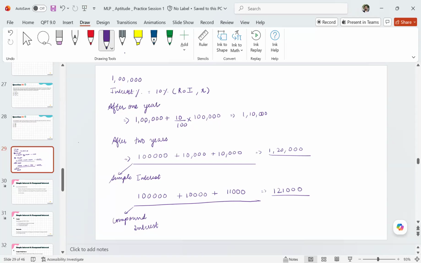Yes or no? That's what I'm doing, right? My 1 lakh did not change. In the first year also, I was calculating it for 1 lakh. For the second year also, I was calculating it for 1 lakh. But in compound interest, it changes. For the first year, it was 1 lakh. For the second year, it was 1 lakh plus the interest of first year, which was 10,000 rupees. Is that clear? Yes, sir. Very good. Now, let's look at the formulas.